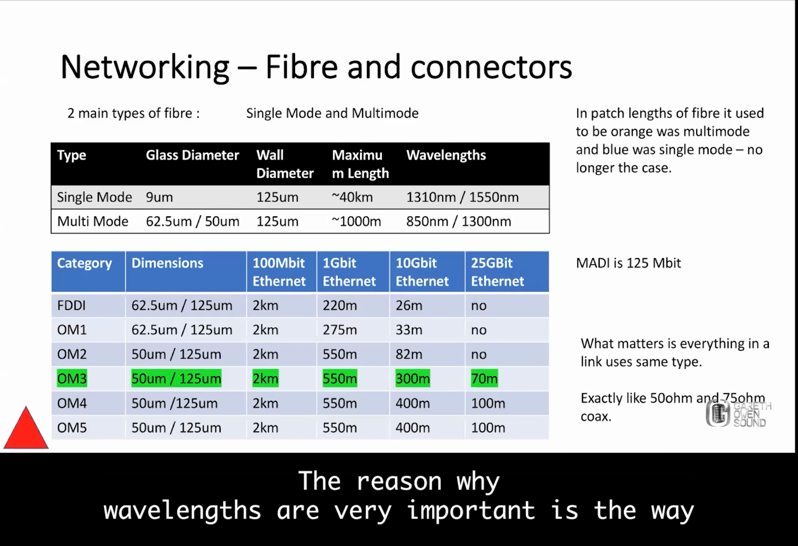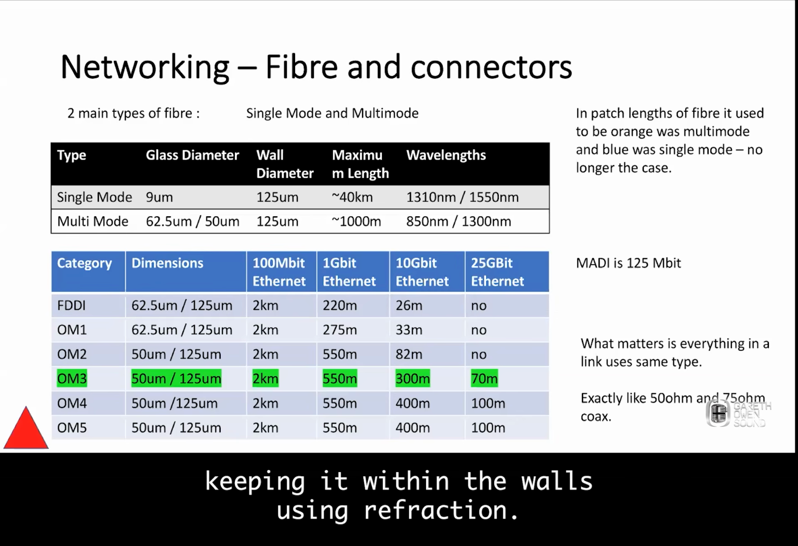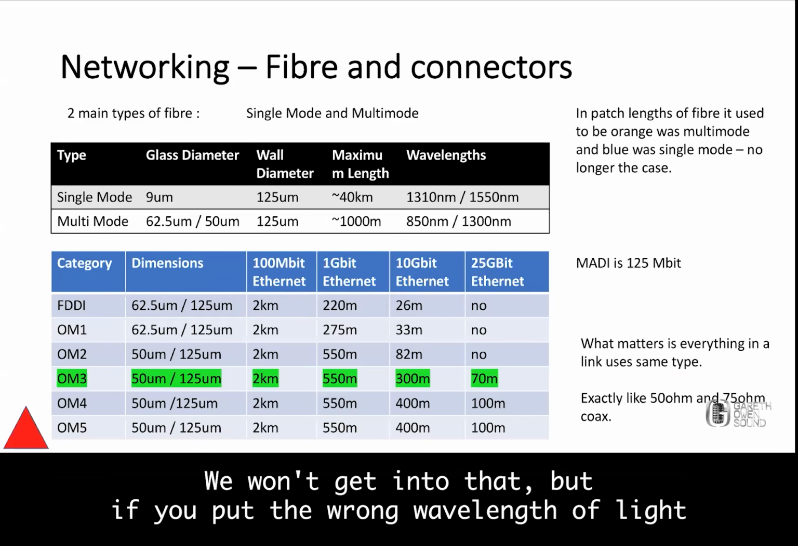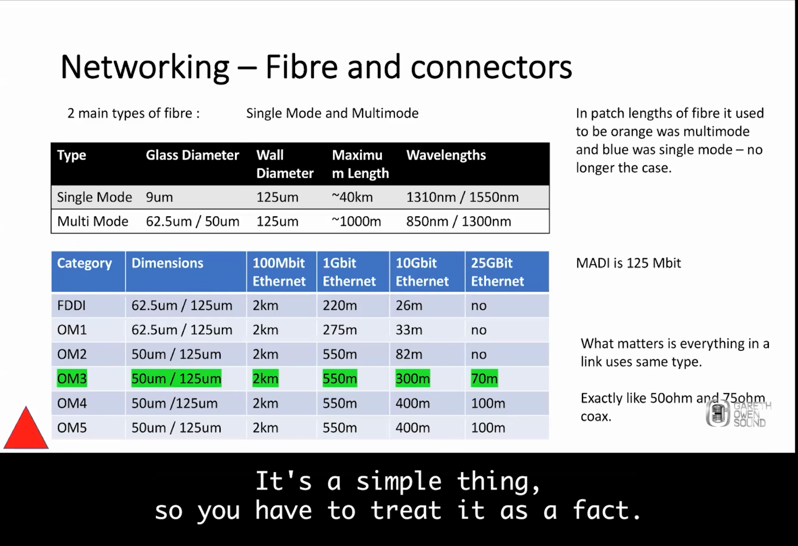The reason why wavelengths are very important is the way a fiber works is it bounces light through the fiber, keeping it within the walls using refraction. We won't get into that, but if you put the wrong wavelength of light down the wrong fiber, it won't come out the other end. It's a simple thing, so you have to treat it as a fact you have to know.